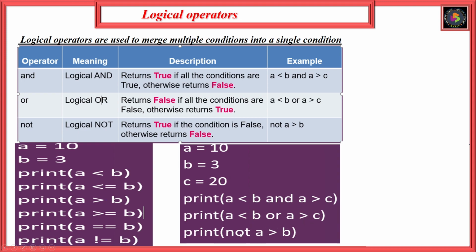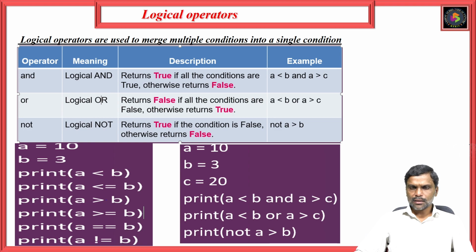Next, not A is greater than B. A is not greater than B. 10 is not greater than 3. False. So this is regarding the simple logical operators. Let us see the next example.